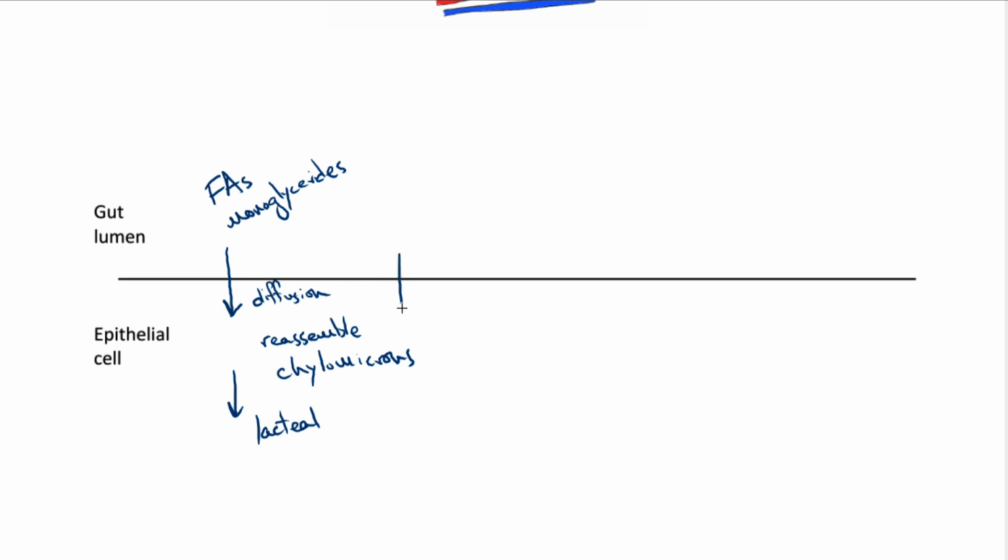Now, some sugars, like fructose, can be absorbed by facilitated diffusion. So here's a facilitated diffusion carrier. This is facilitated diffusion.